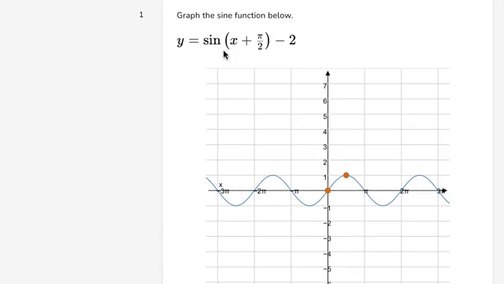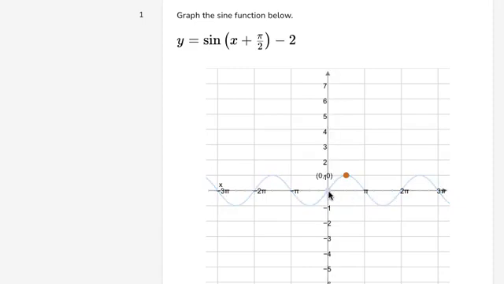Let's do a sine graph now that has both a horizontal and a vertical shift. In this one, we're going to move left pi over 2 radians and down 2. Now notice the scale here. One full hash mark here is pi radians, so I'm going to be moving half of that.